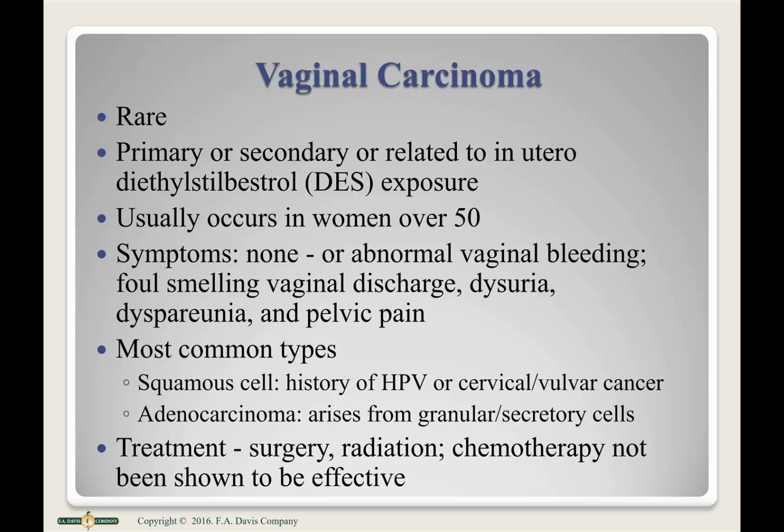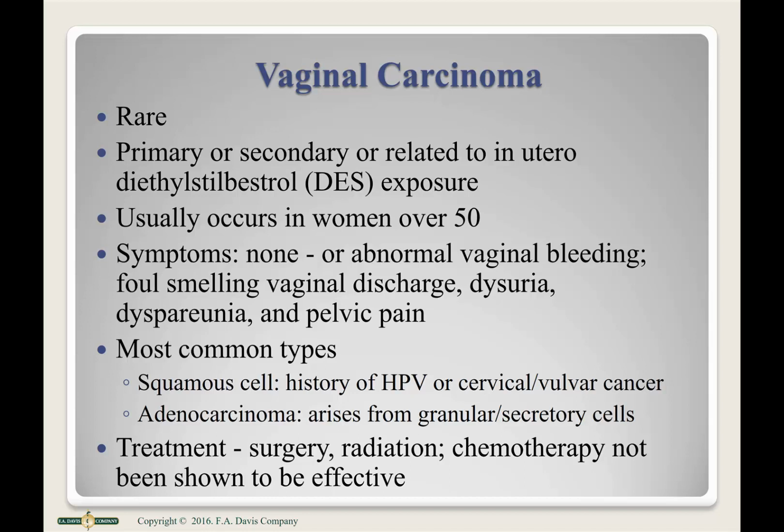Vaginal carcinoma, or cancer of the vagina. It's pretty rare, but we have seen a lot of it with DES exposure. We usually see it in women over 50. They could have symptoms, or they could not have symptoms. But if they did have symptoms, we could see vaginal bleeding, foul-smelling vaginal discharge, dysuria, dyspareunia, or pelvic pain. Do you remember what those are? Dysuria, painful urination; dyspareunia, painful intercourse.